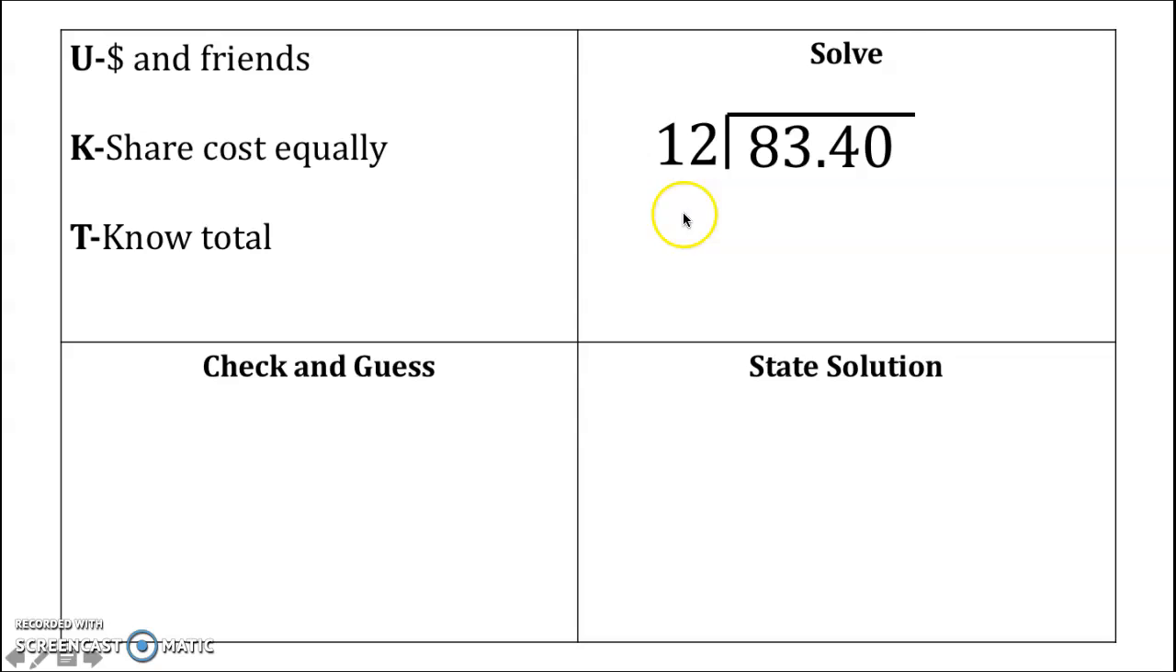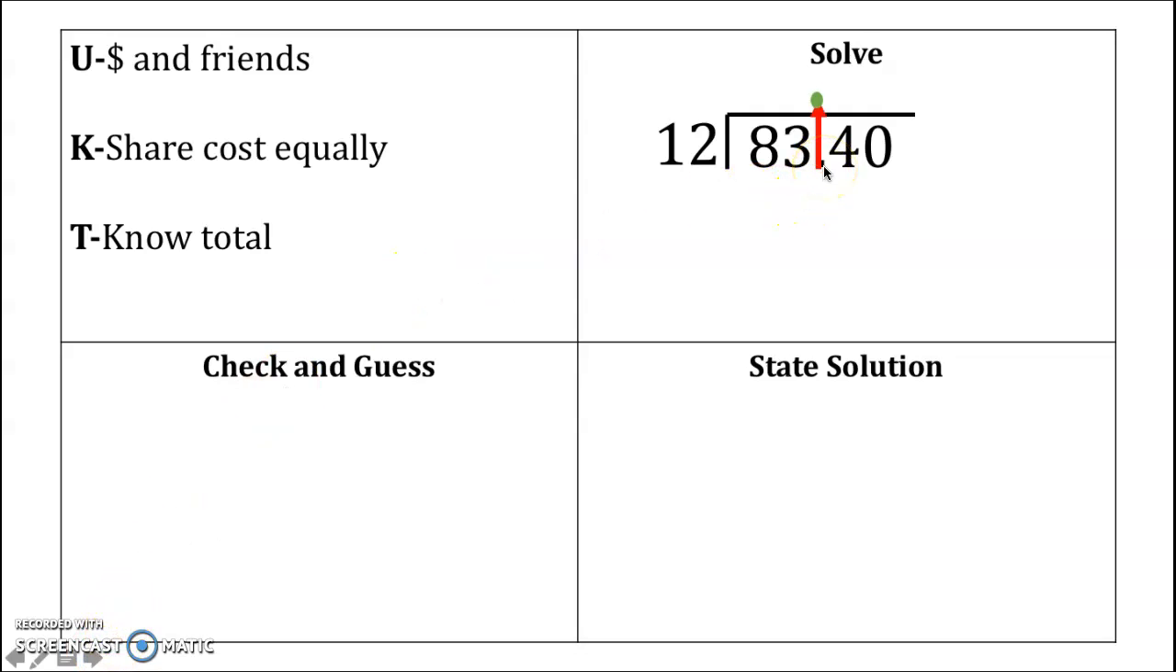From there, we're going to set up our division problem. Under the division bar, we've got our dividend, which is $83.40. And off to the side, our divisor, we know that we're going to be dividing this amount equally between the 12 friends.